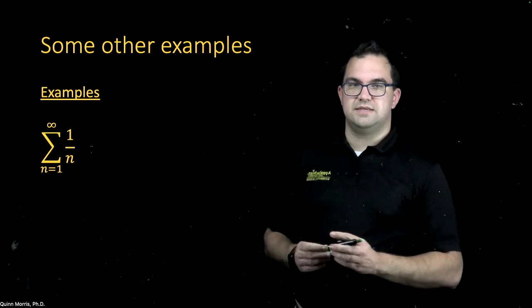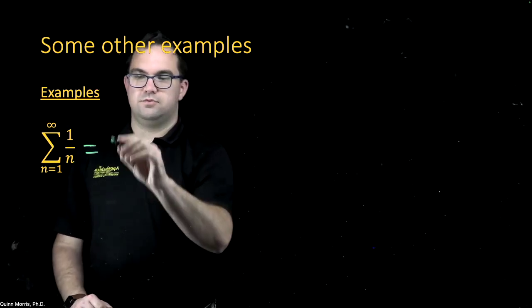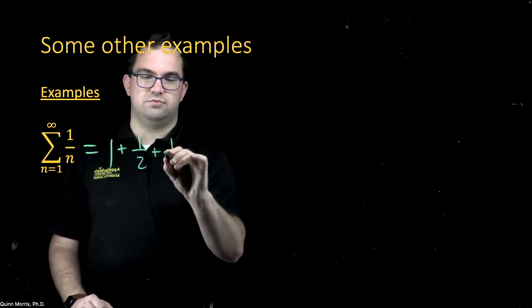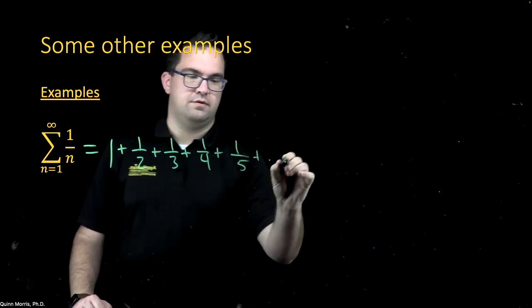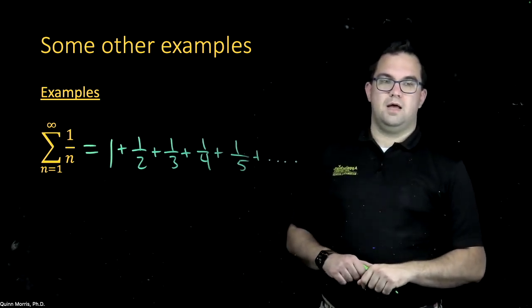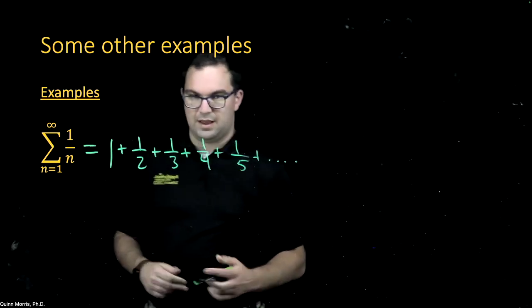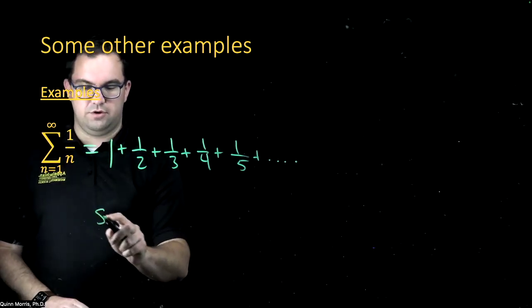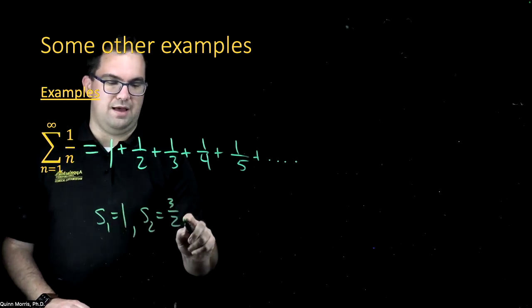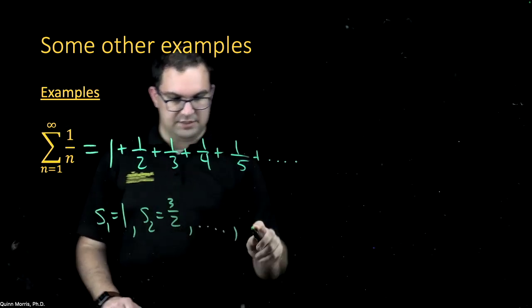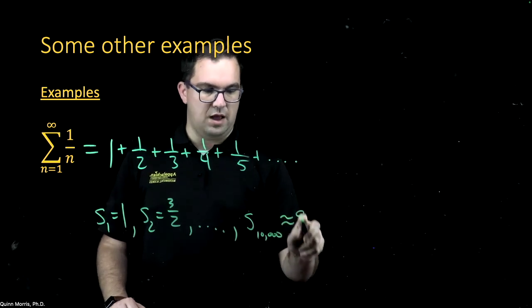So we're going to look at this last example. If I just write out terms here, this would be 1 plus 1/2 plus 1/3 plus 1/4 plus 1/5, and so on and so on. And you could start trying to calculate partial sums. In fact, I have some of them pre-calculated out here for you. So, right, obviously the first one would just be 1. The second one would be 3/2. But let's skip a bunch and let's say we go to the 10,000th one. That would be roughly 9.78.